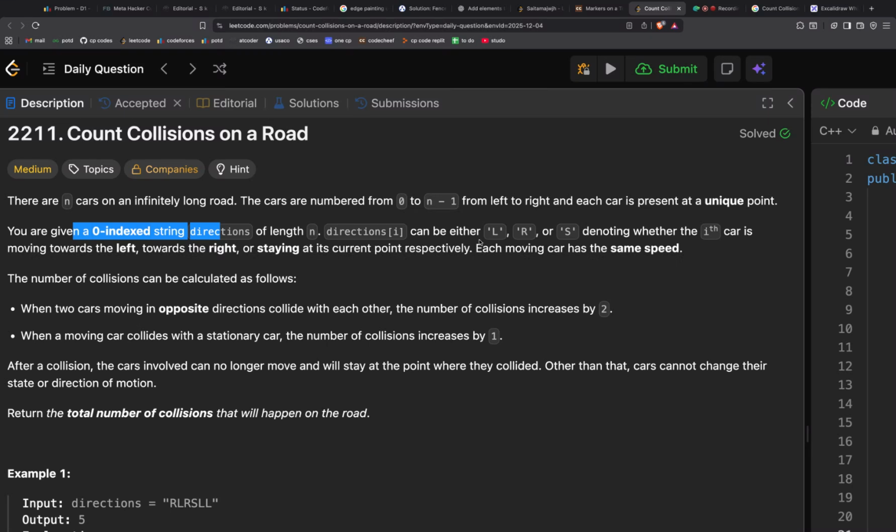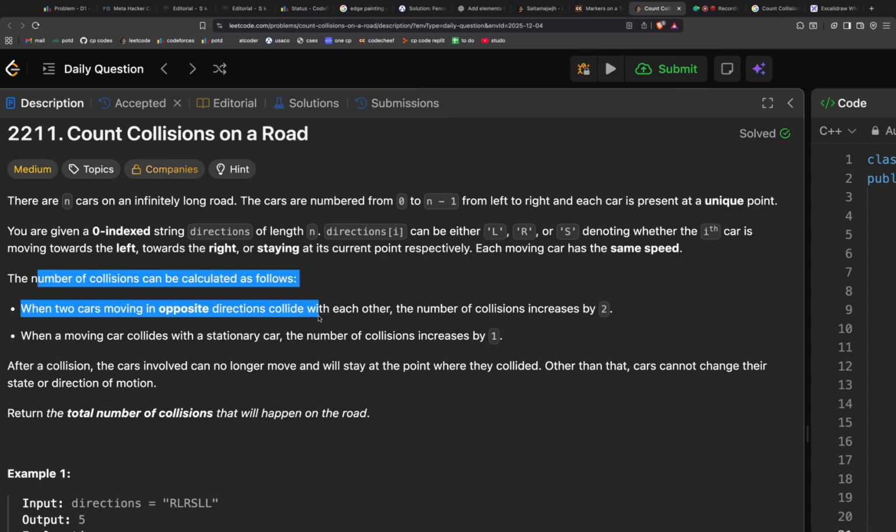directions[i] can be either L, R, or S, denoting whether the ith car is moving towards the left. So L basically means that the car is moving towards left, R means that the car is moving towards the right, and S means that it is static, or staying at the same position. Each moving car has the same speed.